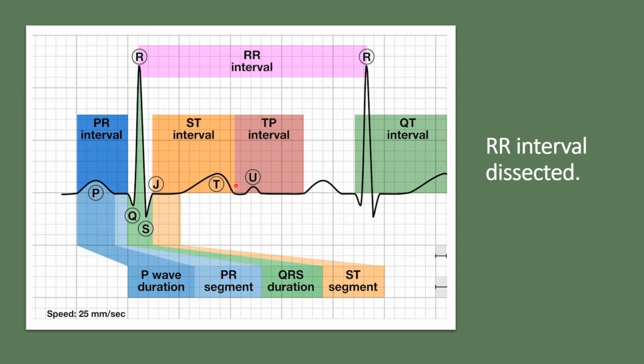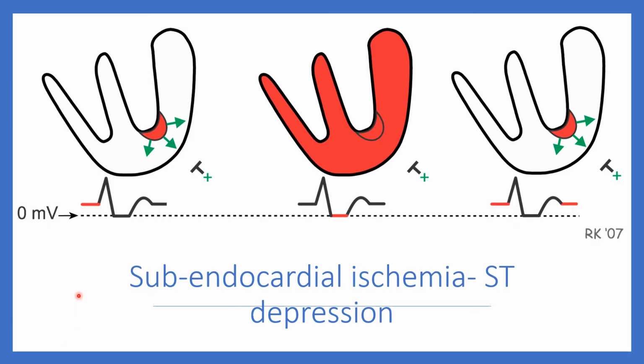The next segment is from the end of the T wave to the beginning of the next P wave, which is called the TP interval. And the last part of the RR interval is composed of this PR interval, which starts from the beginning of the P wave to the onset of the next QRS complex. So those three components make up the RR interval. Subendocardial ischemia causes ST depression.